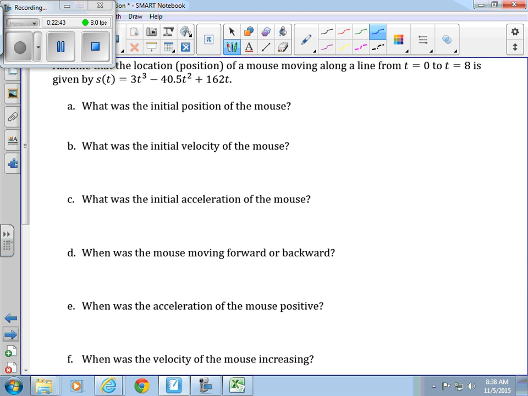Okay, this is where this problem came from, but I broke it up so that we can do bell ringer and stuff. See if there's anything I didn't answer. These are all different questions. Okay, so what is the initial position? We did answer that. Zero. What is the initial velocity? What's the velocity at time zero? 162. How is he getting that? Plug zero into the velocity. What is the initial acceleration?